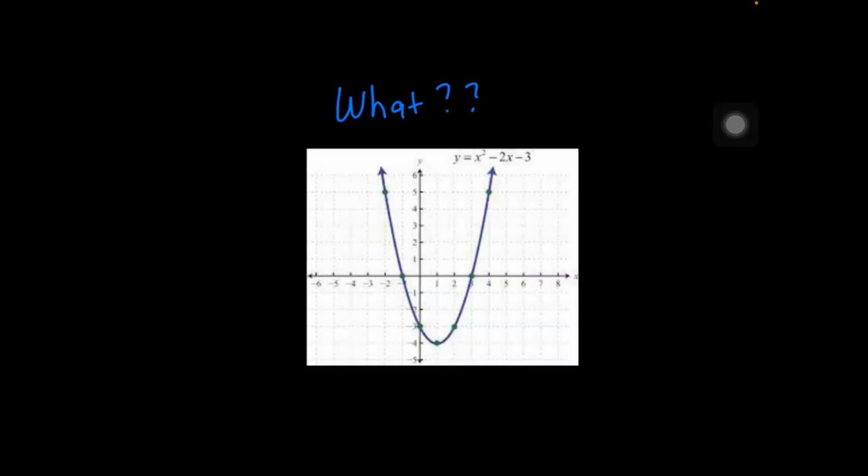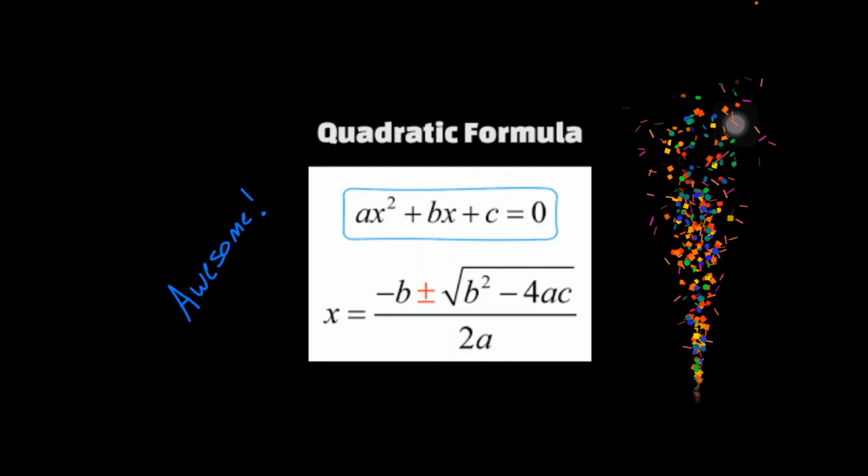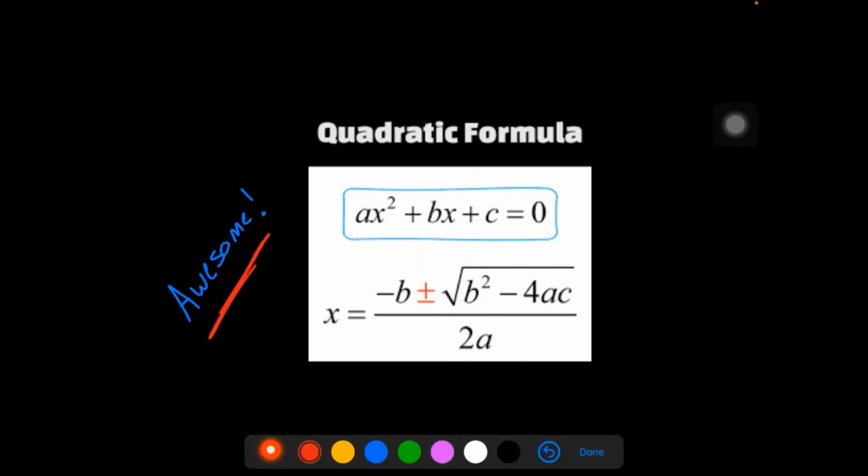What in the world is this? I've seen the letter U many times, but never on a graph. What is x squared minus 2x minus 3? Well, that's called a quadratic. And in this video, you will learn how to solve quadratics for their missing roots using the quadratic formula. As you notice here, the quadratic formula, defined by experts, is awesome. So how do we do this? Well, let's find out together.